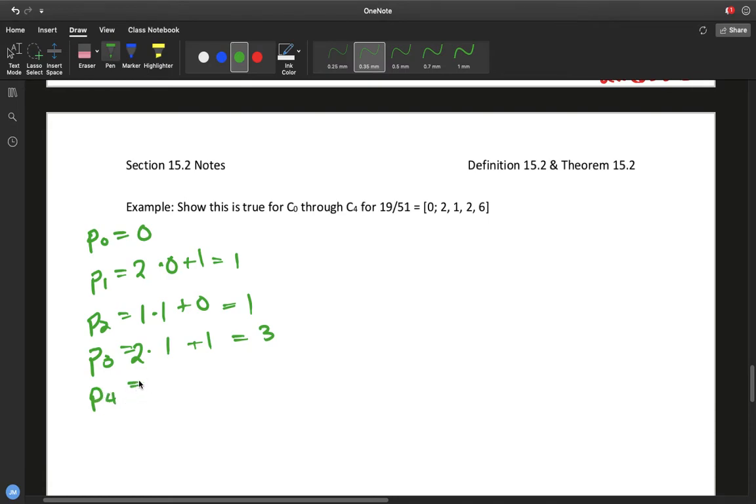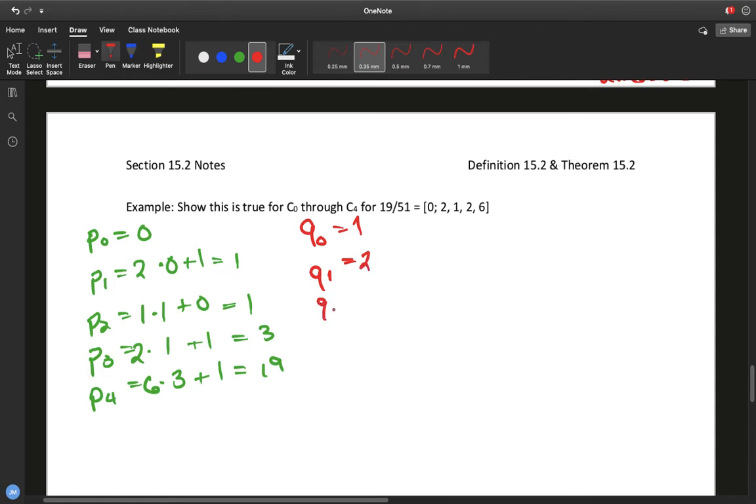And P sub 4, you'll take your next value, which is 6, multiplied by your previous value, plus the previous value from there was 1, which gives you 19. Okay, so there's your p-values. For q-values, we're going to do something kind of similar. Our first value is going to be the number 1. Our next value, q sub 1, is going to be equal to your value in here, which is 2.